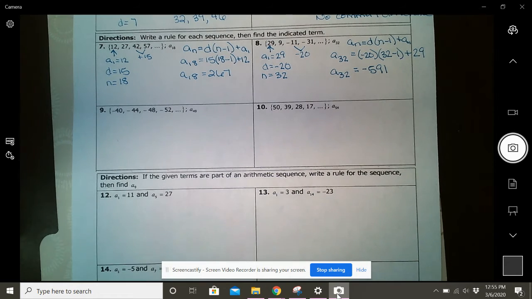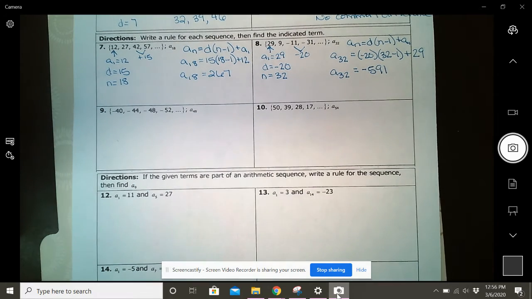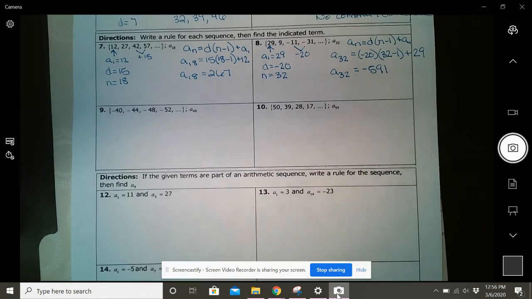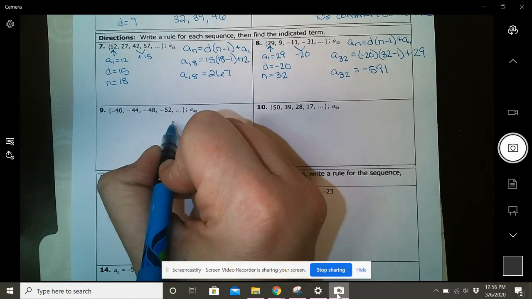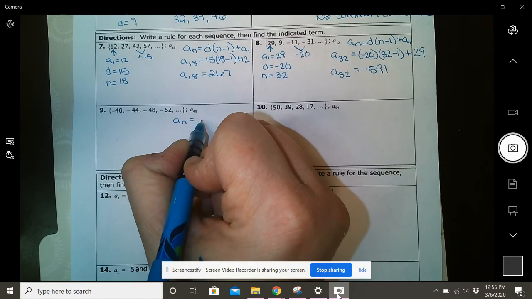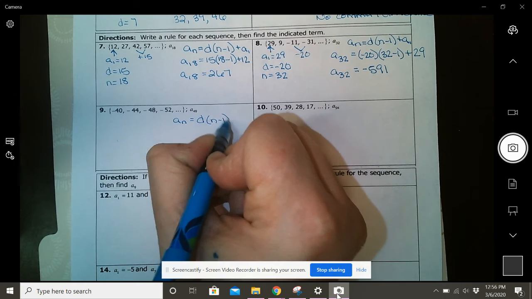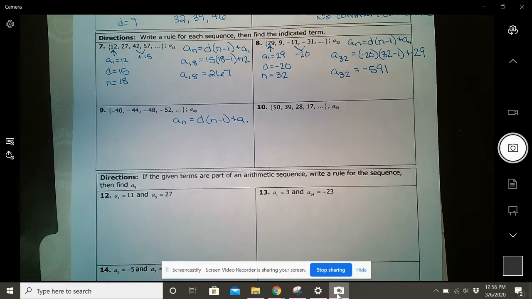Okay, couple more practices here. Feel free to stop this video at any time if you've got it and you just want to stop and do the work on your own. Compare your answers to the answer sheet. I'm back to this formula. A sub n is equal to d times n minus 1 plus a sub 1.